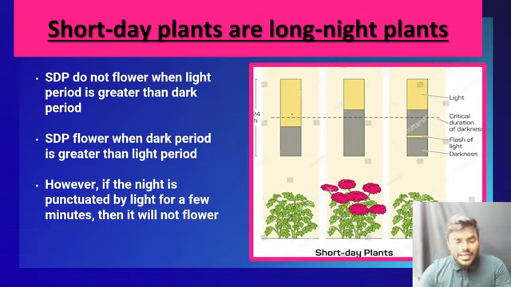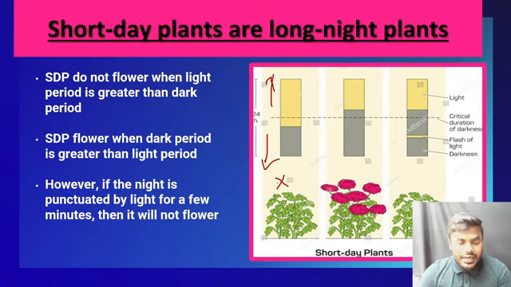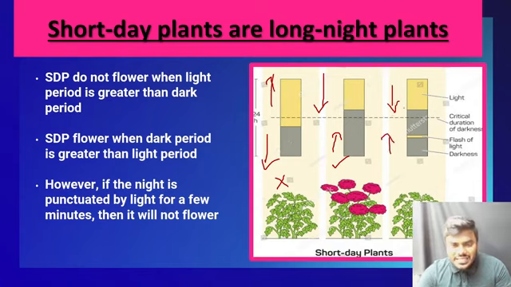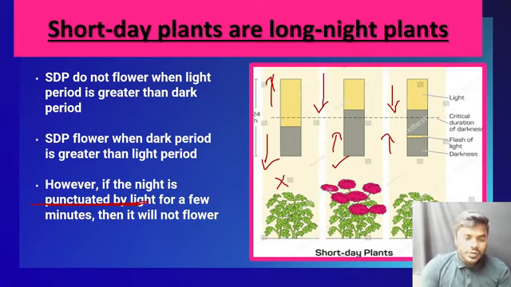Look into this. In the first condition, day is more, night is less. That's why friends, short day plants cannot flower, because short day plants require the complete more night length. In the second condition, night is more, day is less. That's the reason short day plants flowered. And if you look into the third condition, originally night is more, day is less, but still it is not flowering. The reason behind that, the night length we have punctured. Puncture means we just flashed.